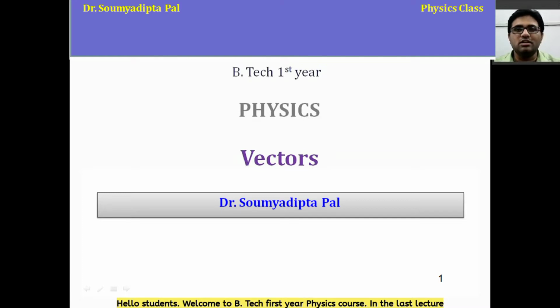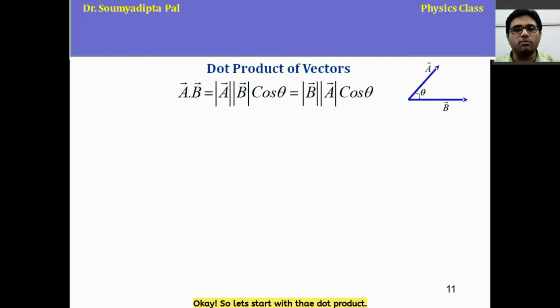In the last lecture, we discussed some preliminary concepts on scalars and vectors. We have seen different types of vectors, then the concept of scalar field and vector fields. Now today, I shall discuss the dot product, cross product and triple product of vectors, because these prerequisites are very much essential to understand the vector calculus, which we are going to discuss from the next class. Okay, so let's start with the dot product.